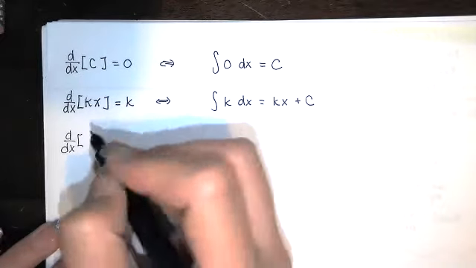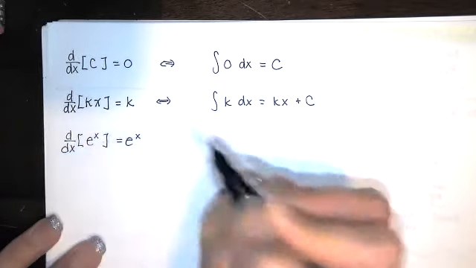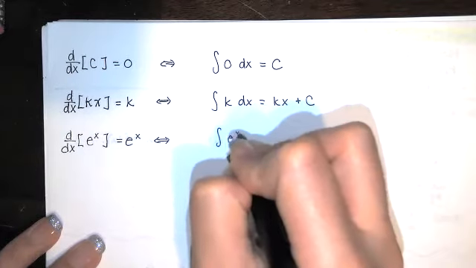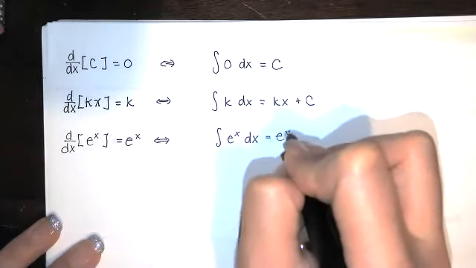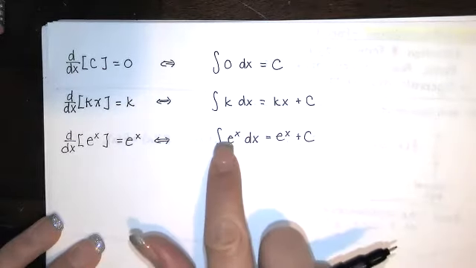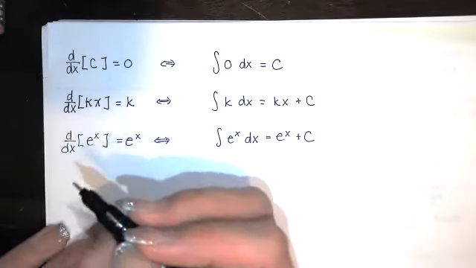Now what about this? If the derivative of e to the x is e to the x, what's the antiderivative of e to the x? I hope you said e to the x plus c. The derivative of e to the x plus c is just e to the x plus 0. So got that one.